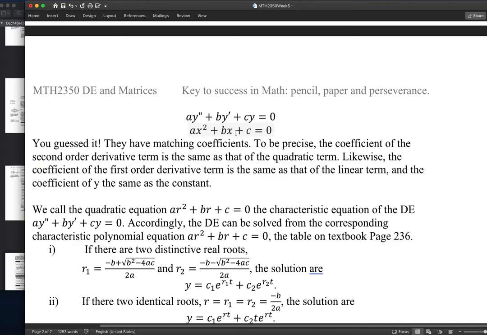So if that is the case, the solutions, indeed there are many solutions, can all be represented by using this linear combination: c1 e to the r1 t plus c2 e to the r2 t. This is the first case, when the corresponding characteristic equation has two different real roots.